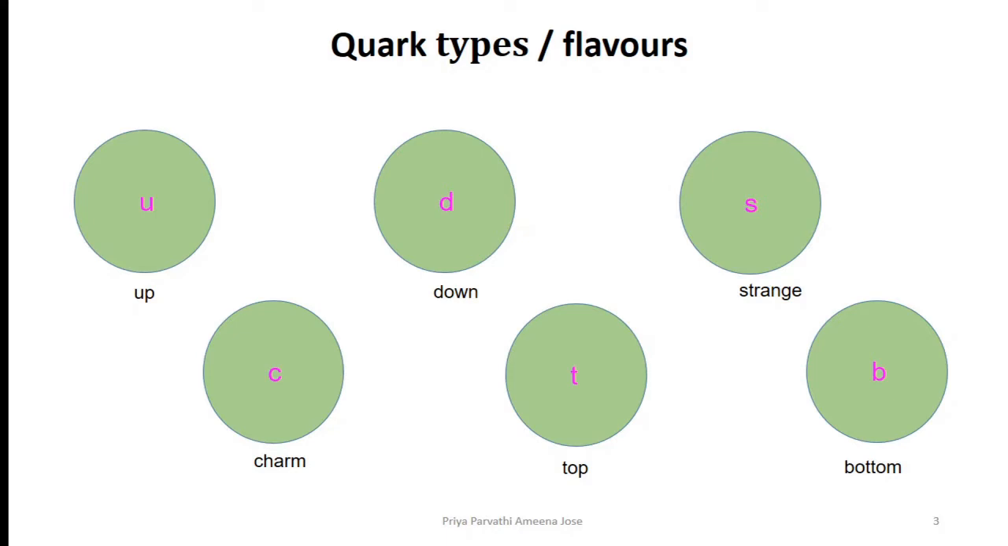Flavor is a word used to distinguish between different types of quarks. The 6 flavors of quarks are up quark represented by U, down quark represented by D, strange quark represented by S, charm quark represented by C, top quark represented by T, and bottom quark represented by B.